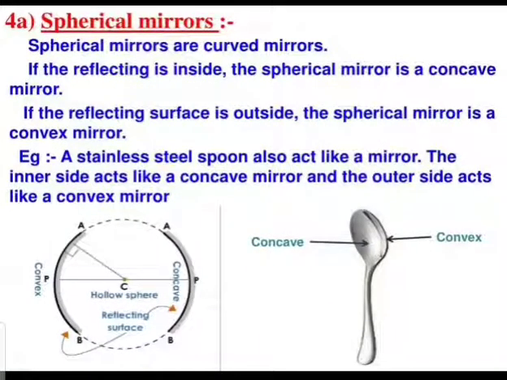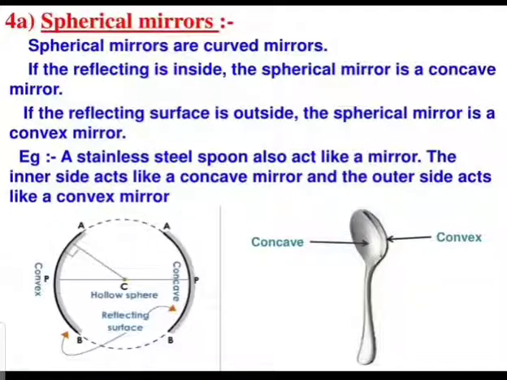Now here another type of mirror we are going to study. These are spherical mirrors. Spherical mirrors are curved mirrors. If the reflecting surface is curved inside, then the spherical mirror is said to be a concave mirror. And if the reflecting surface is curved outside, the spherical mirror is said to be a convex mirror.